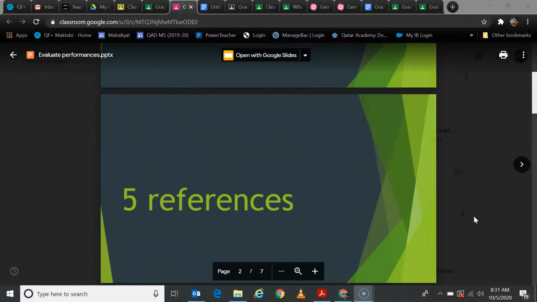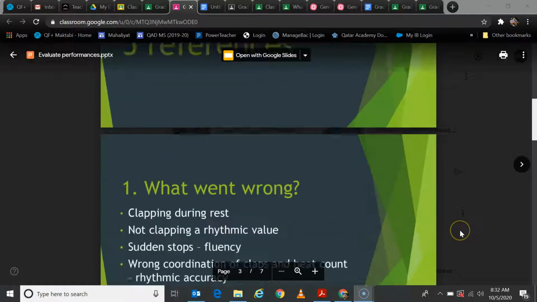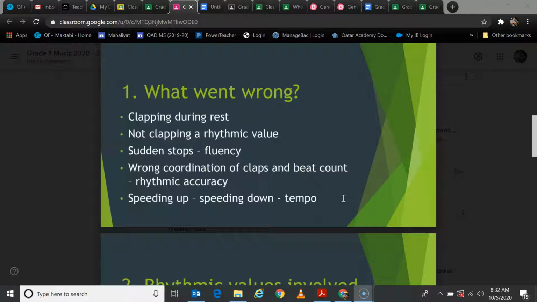Remember that when you do this activity, when you are reporting how these mistakes took place, what kind of mistakes happened, and where exactly, you have to include 5 different references. You have to make references to 5 different things. The first of them is what exactly went wrong. Here you have a list of some of the things that normally go wrong in someone performing these exercises. There are many other types of mistakes, but these are the ones that you're going to find most commonly.